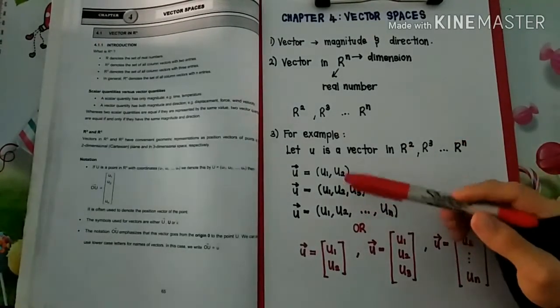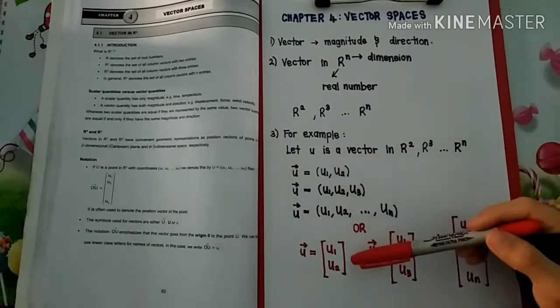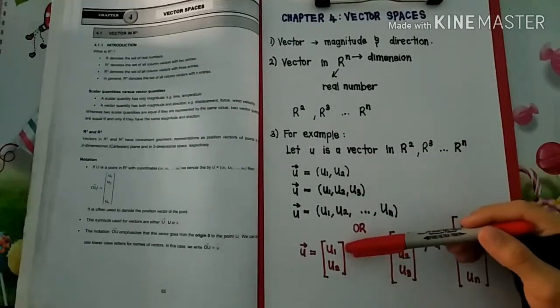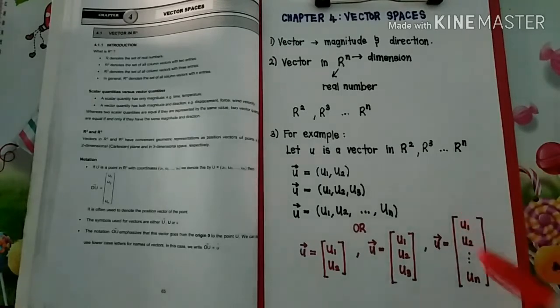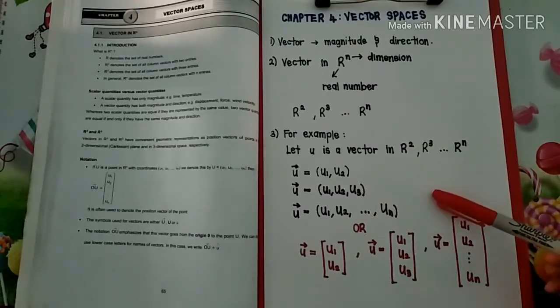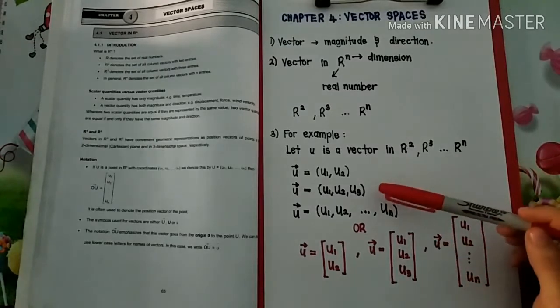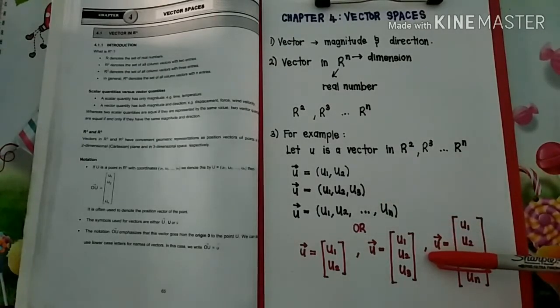Or you can write a vector in the form of a column vector. Let's say in R2, you can write U1, U2 as a column vector. For R3, U1, U2, U3, and for Rn, U1, U2, and so on until Un. So you have 2 ways to represent the vector: you can use this one or you can use the column vector.